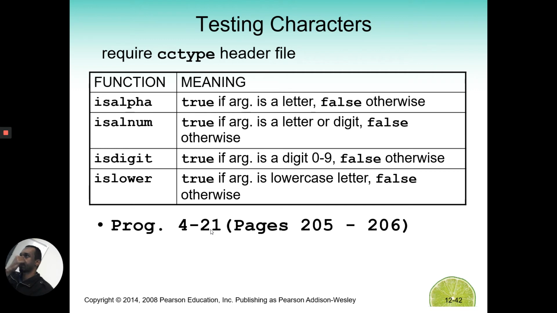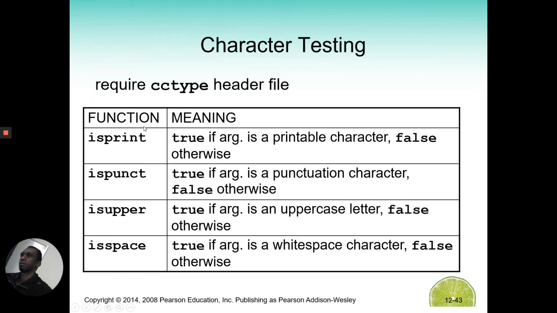And testing characters, bless you. So it requires the cctype header file, kind of like we have iostream. So these are some built-in functions you can use. isalpha would be true if the argument is a letter, false otherwise. isalnum is true if the argument is a letter or a digit, false otherwise. isdigit is true if an argument is between 0 and 9, false otherwise. islower is true if an argument is a lowercase letter. So these are some built-in functions that you can use.